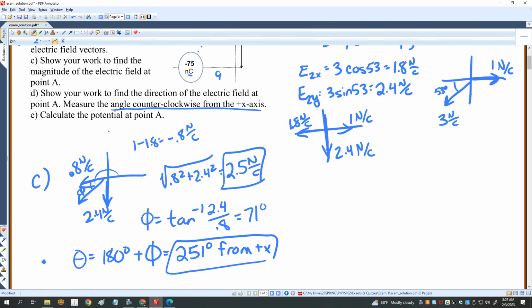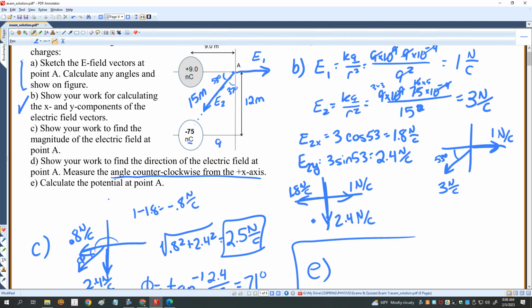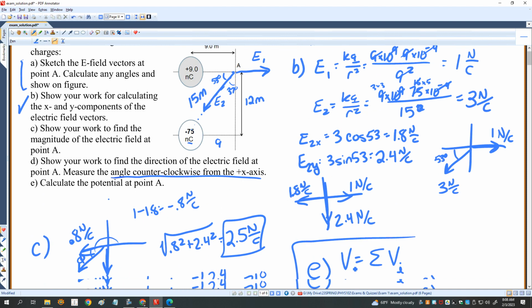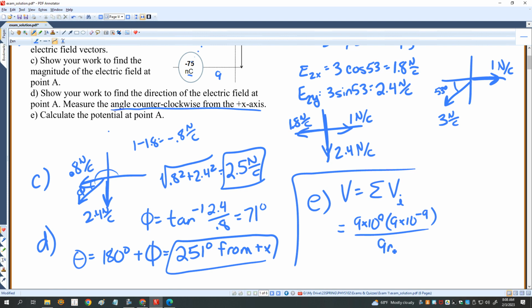That was part D. And then finally, in part E, I wanted to know the potential of those two charges. The potential, remember, is the sum of the individual potentials for each individual charge. I have that 9 nanocoulomb and the 75 nanocoulomb. So that's going to be kq over r, 9 times 10 to the ninth, times 9 times 10 to the minus 9, divided by the distance, which is just 9 meters.